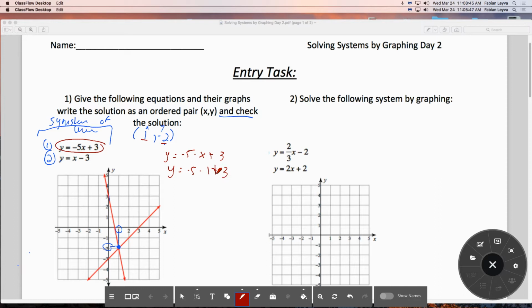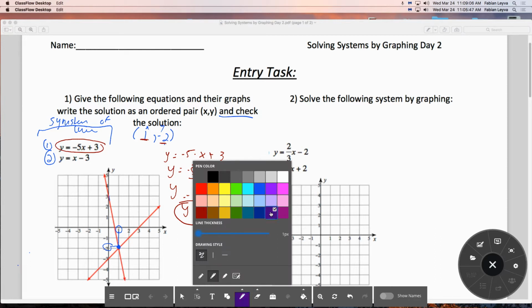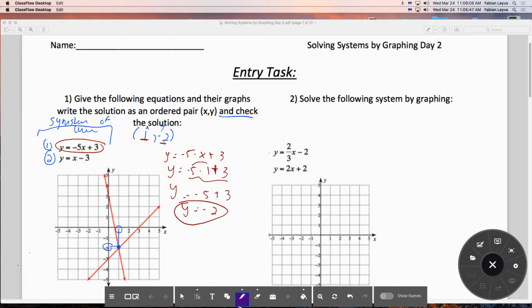3. Now remember your rules of PEMDAS, or what you have to do first in terms of all this math. You want to do multiplication first, so -5 times 1 is -5. Now that's plus 3, and -5 plus 3 is -2. So you can see that when I plugged in a 1, I did get a -2 out for my y. That is how you check your solution for one equation. In order to check your solution for the system, you have to plug it into both, so that's what I'm going to do.